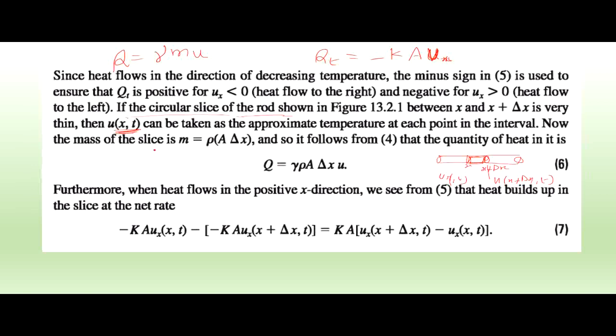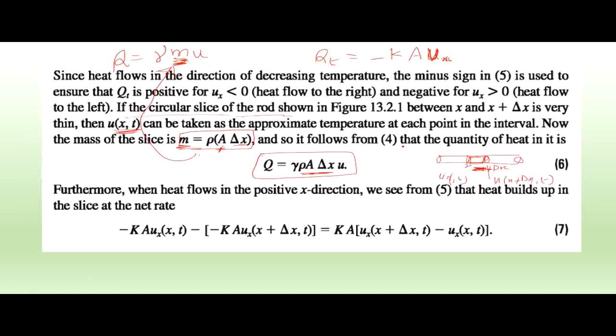Now the mass of the slice m is equal to rho, the density, times A, the area of the cross section, times del x, the distance. So this is the formula for the mass of this particular slice. When you substitute this m value here, you will get Q is gamma times these three things together, which is the mass. So this is our new equation, number 6. We are using this result here.